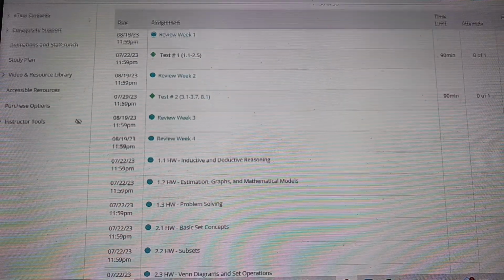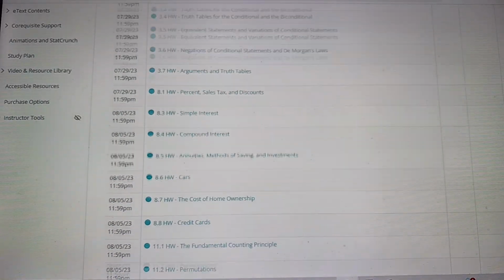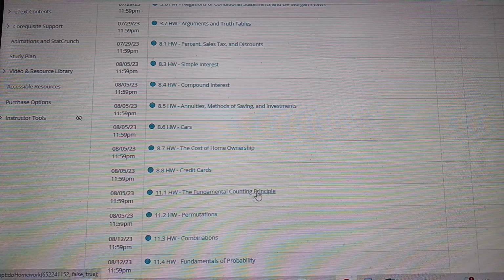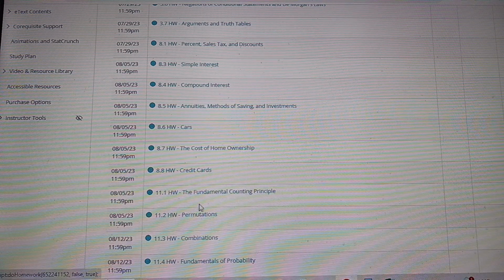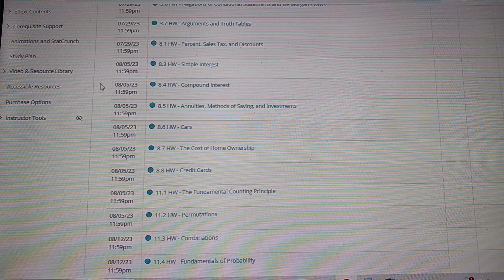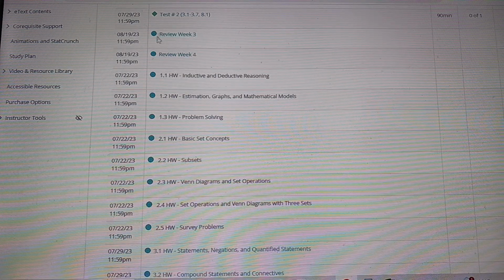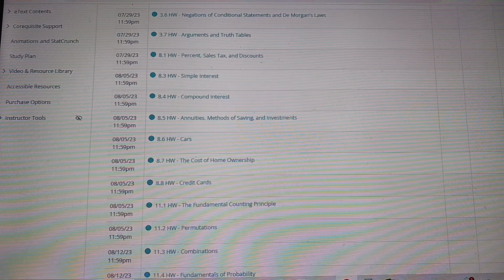Okay, so we are now done with 8-1, 8-3, 8-4, 8-5, 8-6, 8-7. All we have left is 8-8 in Chapter 8, credit cards. But we're also going to be doing tomorrow the fundamental accounting principle and permutations, these 2 parts of Chapter 11. All that's due August 5th, 11:59 p.m. And you can work on Review 3 if you want to as well. Even though that's not due till the end of the semester, if you work on that while preparing for this test, that can help you get a good grade on the test.